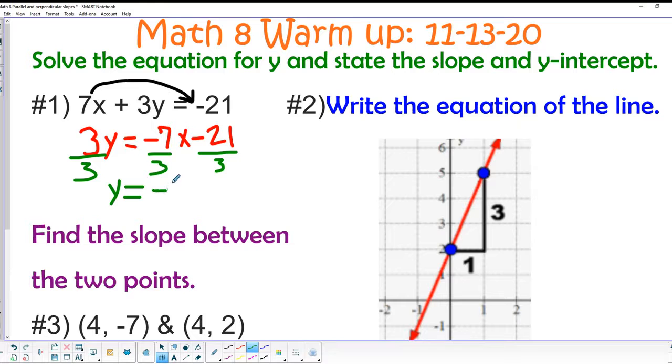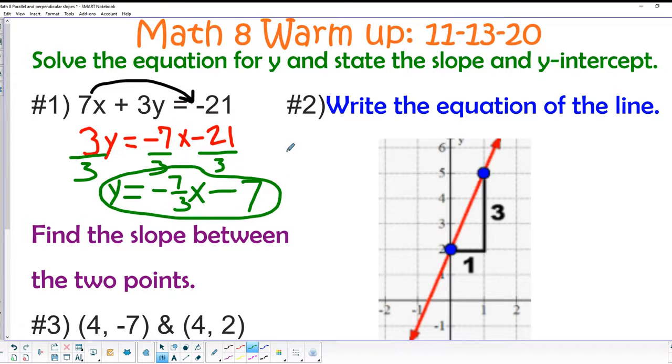Then we'll have a slope of negative 7/3. Don't forget the x next. And then negative 21 divided by 3 is negative 7. So that is our equation in slope-intercept form.